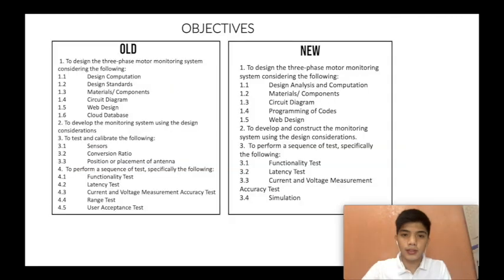So that's it. The next part is the objectives. As you can see, we have old and new objectives here. Since we cannot deploy our prototype due to the pandemic, we have to make a simulation.